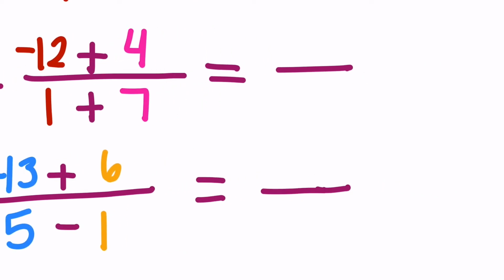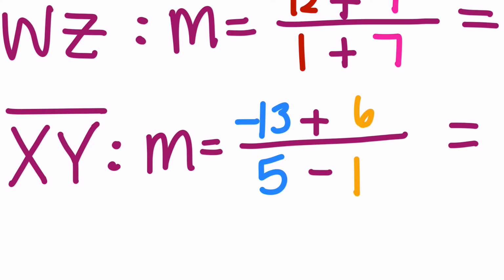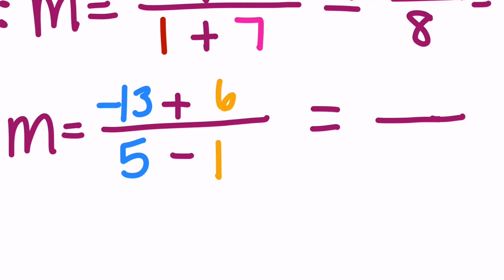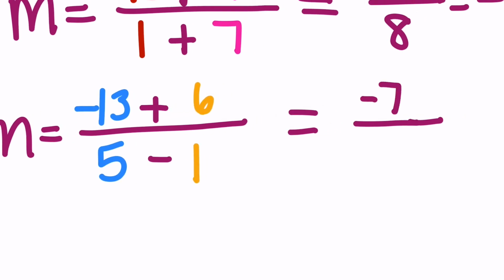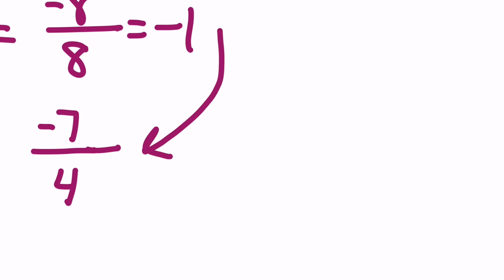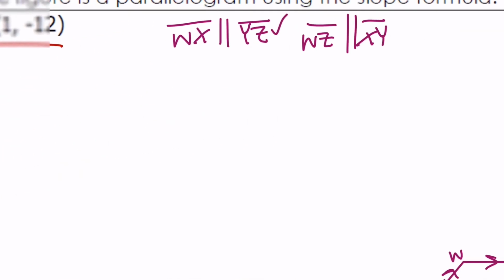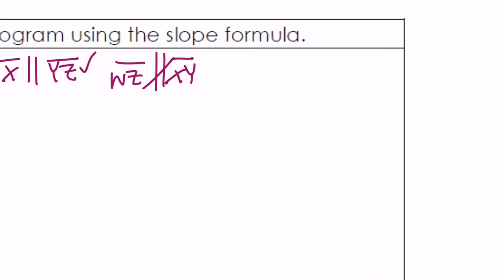So -12 plus 4 is -8. And 1 plus 7 is +8. So the slope of this line is -1. Okay. Then I need to find out the slope of line XY. So put in my slope formula. -13 plus 6 is -7. And then 5 minus 1 is 4. Okay. So these two slopes are not equal. So that means that WZ and XY are not parallel. So that does not work.